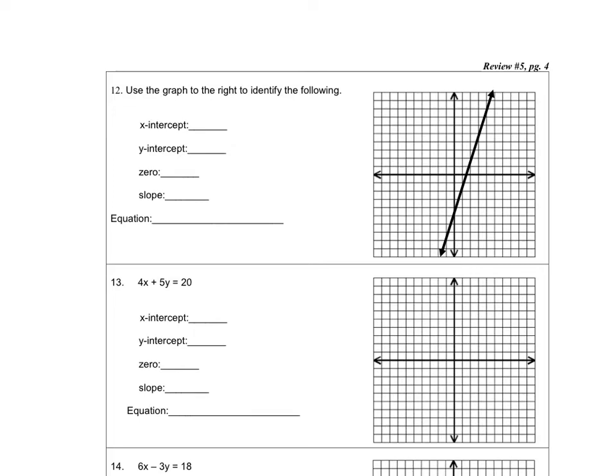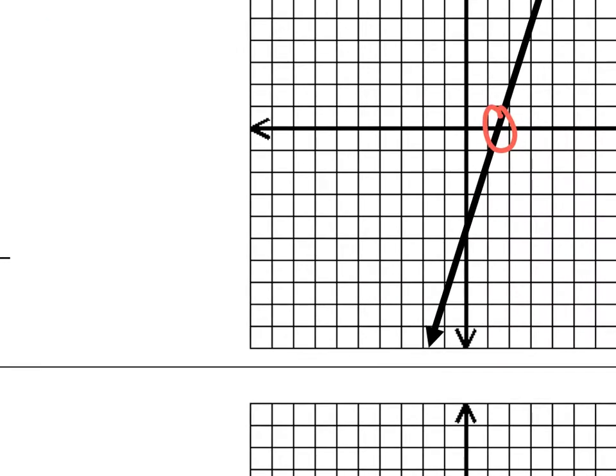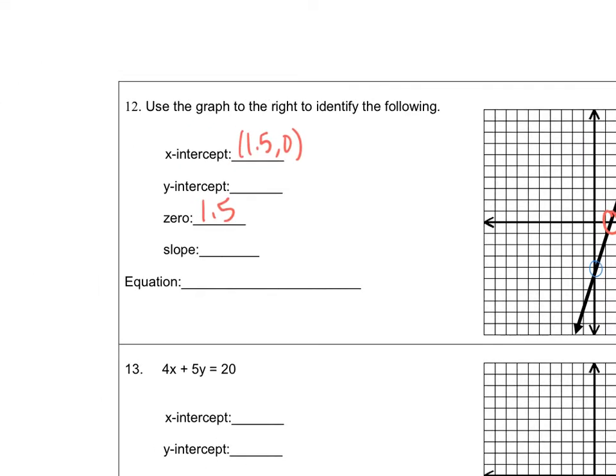So problem 12 asks us to use the graph to the right to identify the following. My x-intercept is going to be where it crosses the x-axis, which is about 1.5. So we'll put (1.5, 0). And then my zero will be 1.5 as well. My y-intercept, it looks like this graph is crossing at about negative 4. So this is (0, -4).